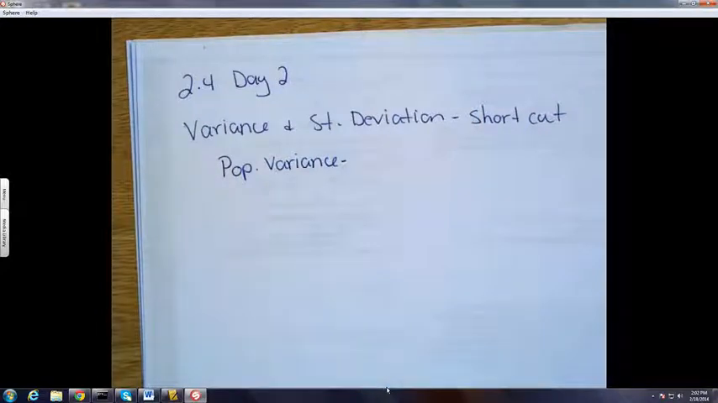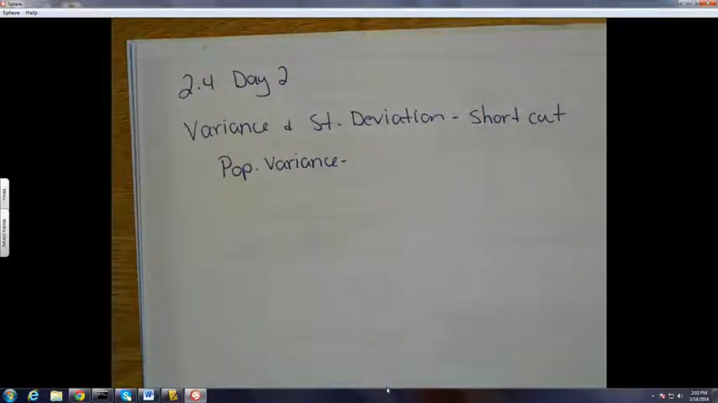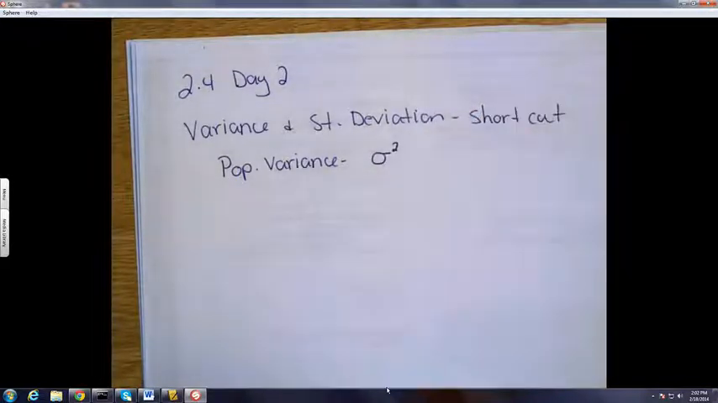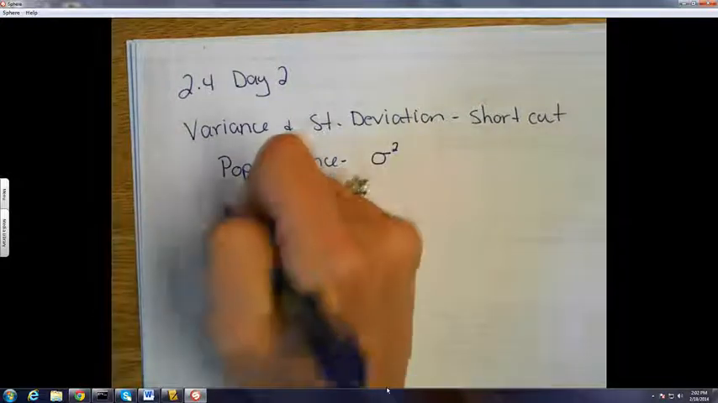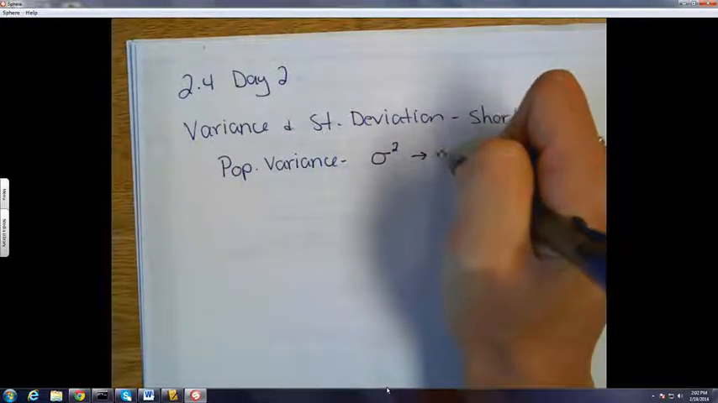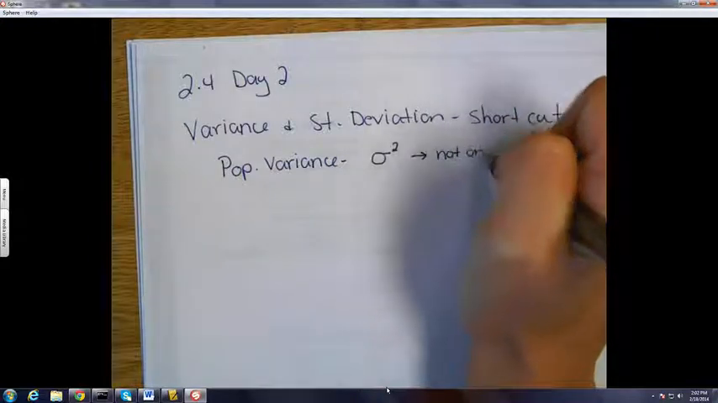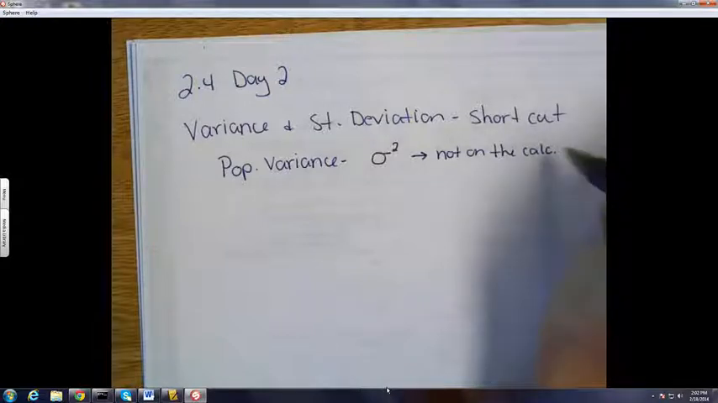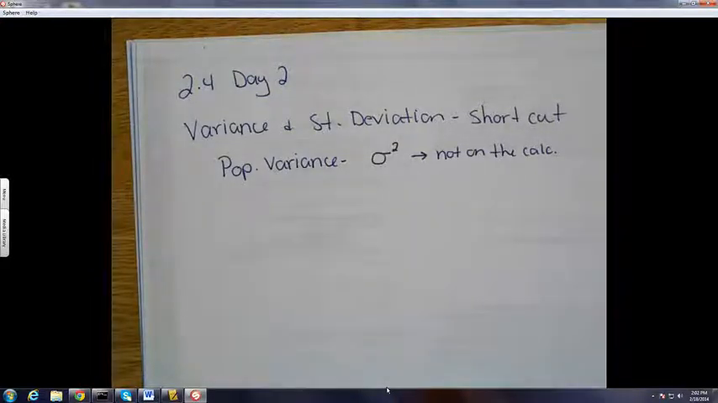Population variance. Do you remember what the symbol was? It was a Greek letter. This is sigma, lowercase sigma squared. This one you will not find on the calculator, because that's that useless one with those squared units. But we do a lot of math with it.